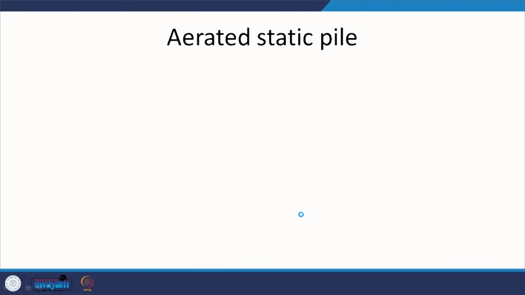So, with that I will end this session, and in the next session, which will be our last, we will move on to the aerated static pile. Again, what are we discussing? We are discussing composting the sludge, or stabilizing the sludge. So, thank you for your patience.